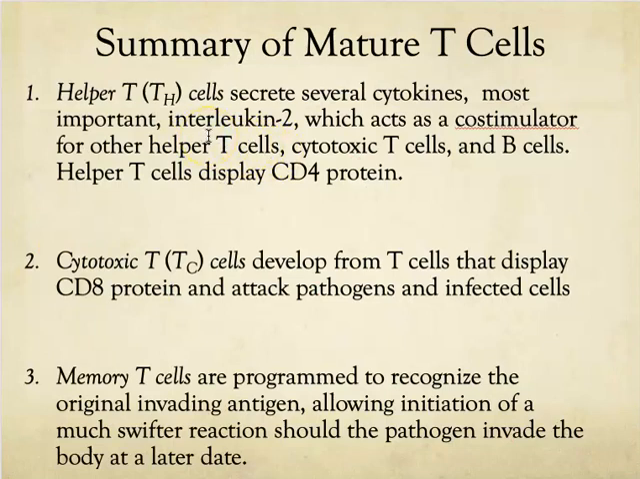So the summary of our T cells: helper T cells will secrete many of these cytokines. The most important one that we're going to care about is interleukin-2. That acts as a co-stimulator for other helper Ts, cytotoxic Ts, as well as B cells. These cells display CD4 protein on them. Cytotoxic T cells have CD8 protein and will attack either pathogens and infected cells. And then the memory version of either one of these two is the inactive form, but it is there for the next time you get infected.